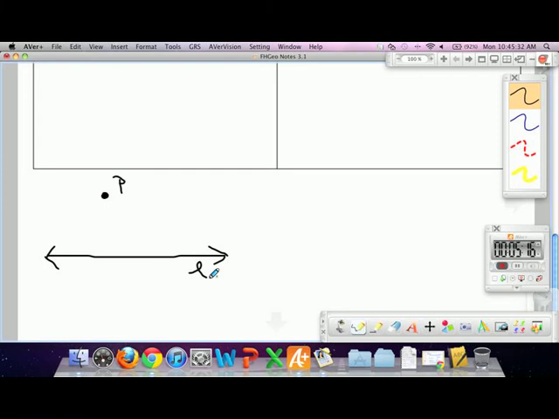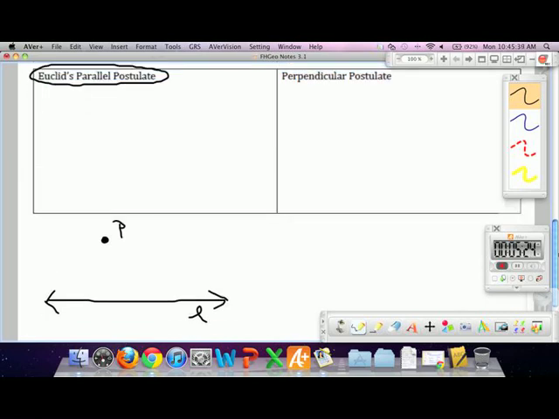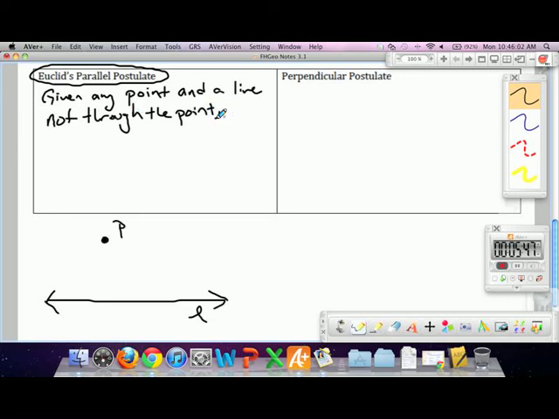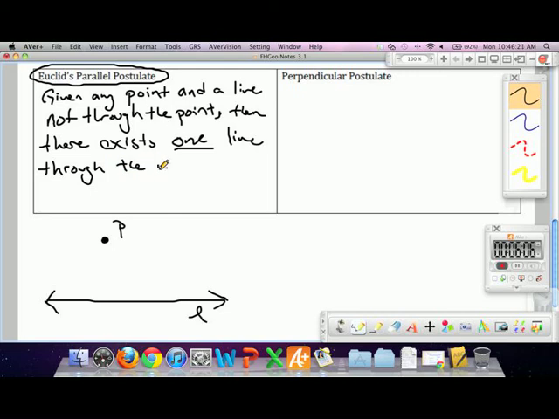Well, let's formalize that a little bit more. Euclid's parallel postulate says that given any point and a line not through the point, then there exists one line through the point and parallel to the line.